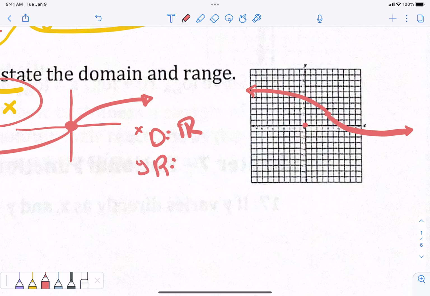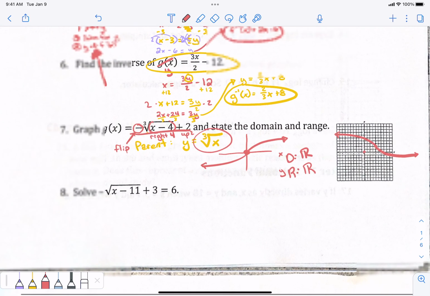Range is the y's. Y's go up and down. Does he go up forever? Yes, slightly. He'll go up slightly forever. Will he go down slightly forever? Yes. So all reals. Okay. Good. All right.